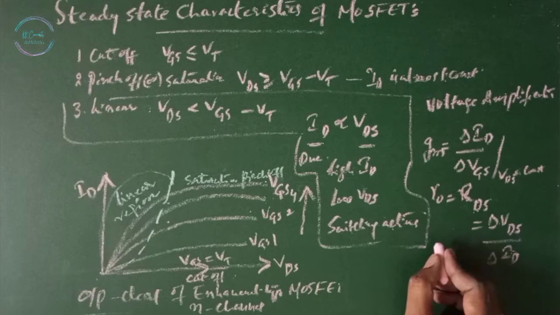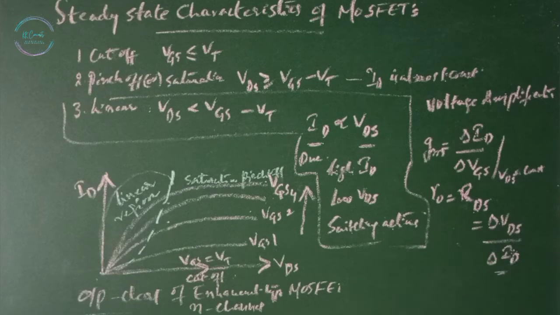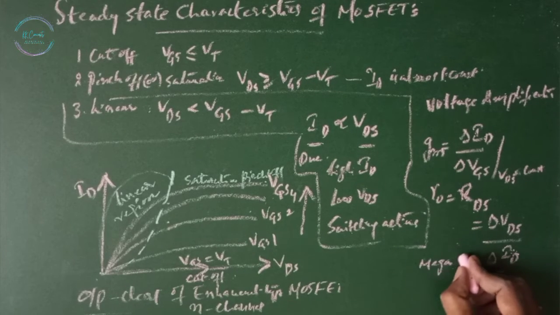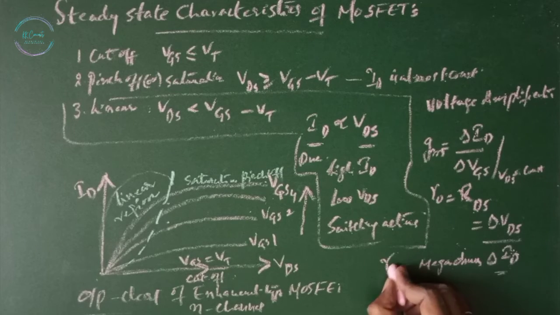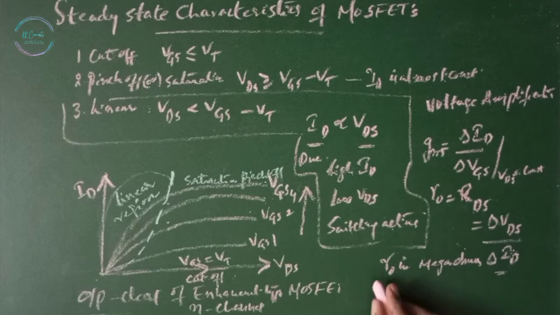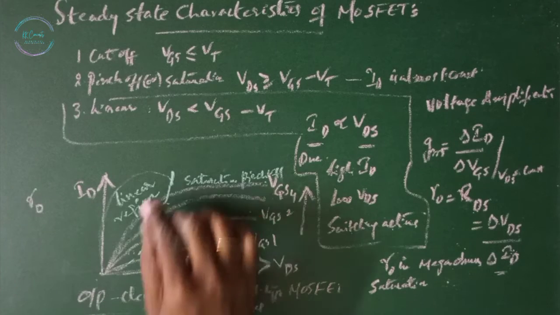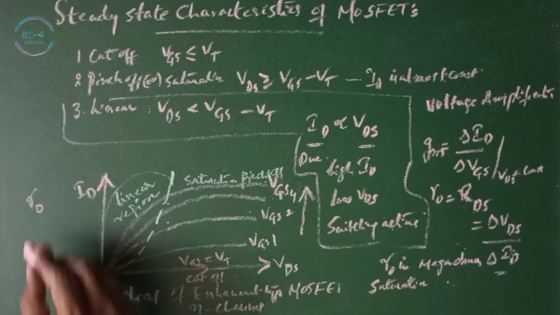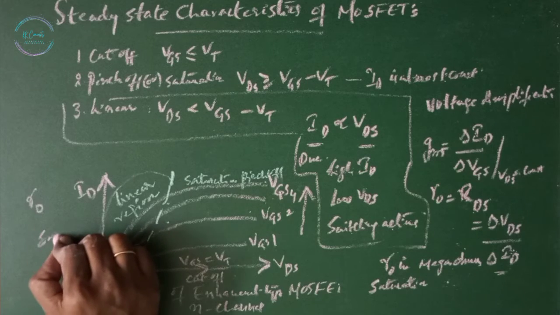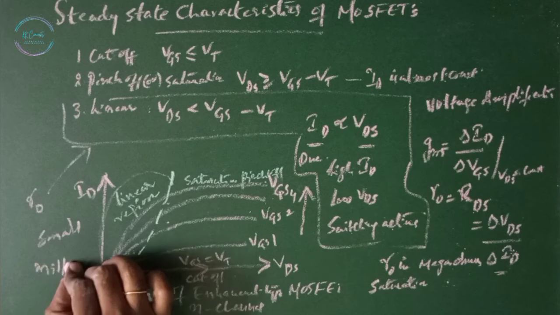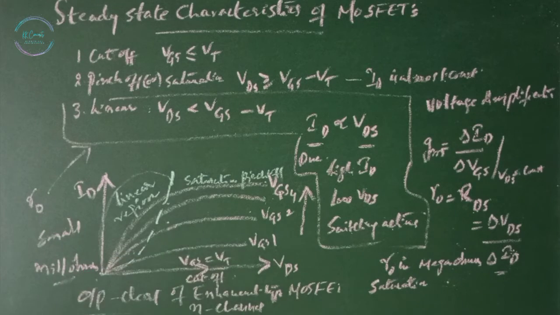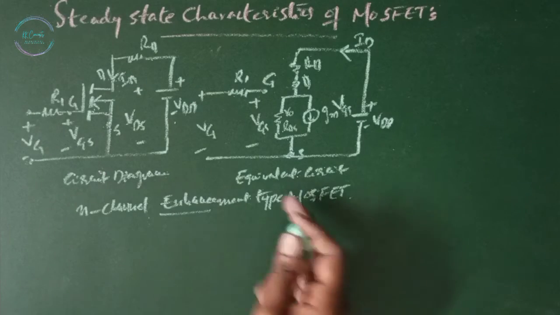This output resistance is normally very high in the pinch-off region, typically megaohms, in saturation. In linear, there are high changes in current and low changes in voltage, so r0 will be small, in the order of milliohms. And this is the circuit diagram and equivalent circuit.